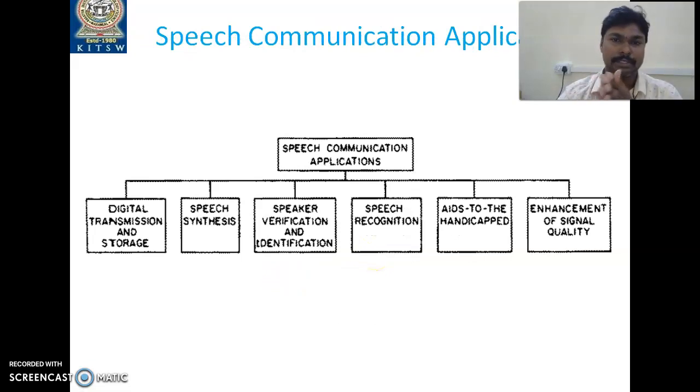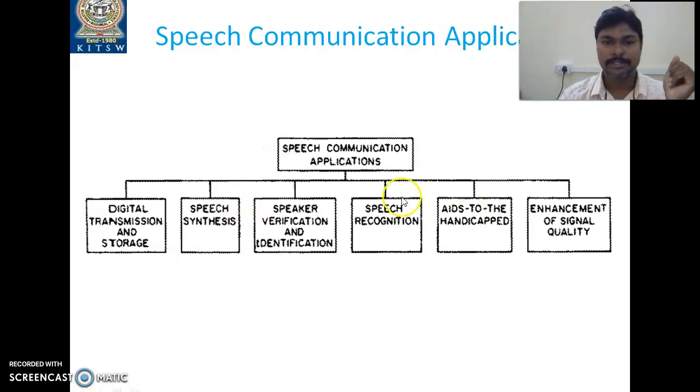Now coming to the applications. This is the speech communication application we'll be having. There is a wide variety of applications that you will be seeing here, such as digital transmission and storage. When it comes to digital transmission and storage, we'll be having the vocoders. That is the first thing that we have understood. Vocoders, or voice coders, were first identified by Homer in the early 1930s. The main advantage of the voice coders, or vocoders, is that they are a very bandwidth efficient module. So bandwidth conservation can be possible with the help of vocoders.